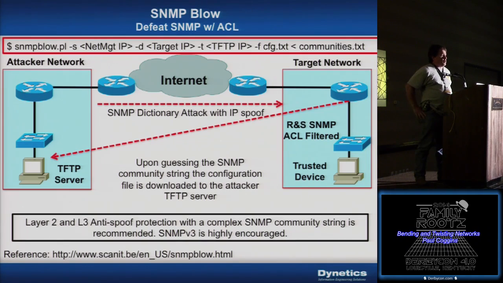Because of the nature of UDP, it's fire and forget, so it lends itself to being spoofed. And in the case the network infrastructure is not doing anti-spoofing, if that has not been implemented at the edge of the network, then you may be able to do a brute force dictionary attack with community strings. What's going to happen is you specify the IP address that you're going to spoof, specify the target, and if you're able to guess the SNMP community string, it's going to download the router config to your attacking workstation.